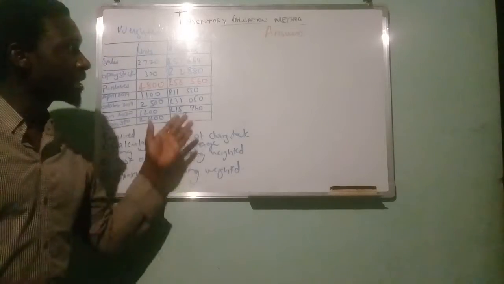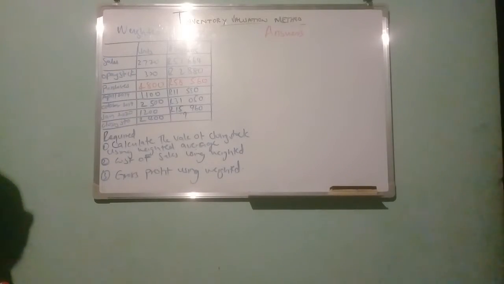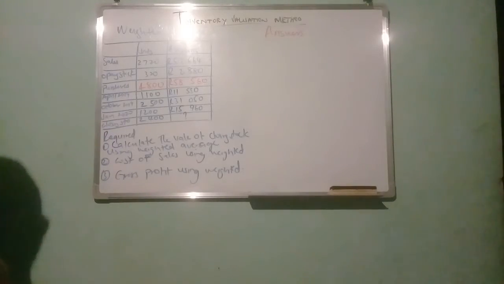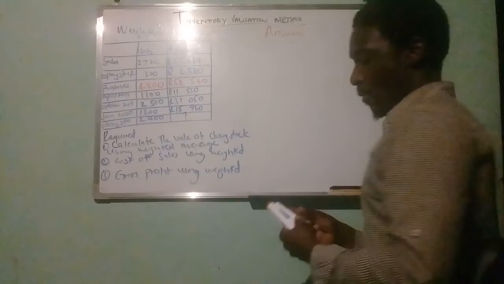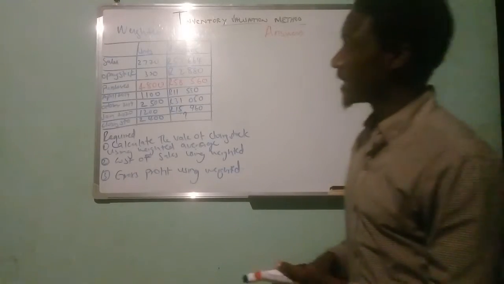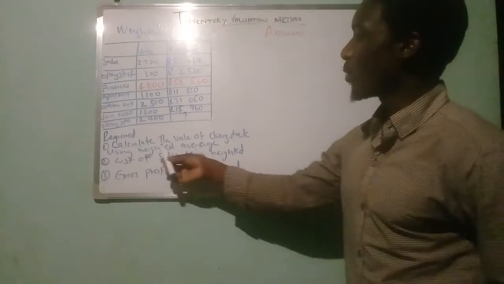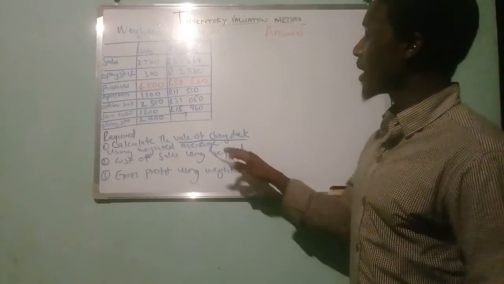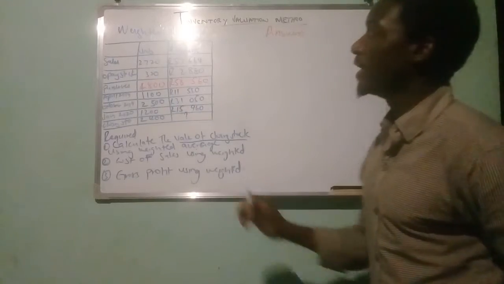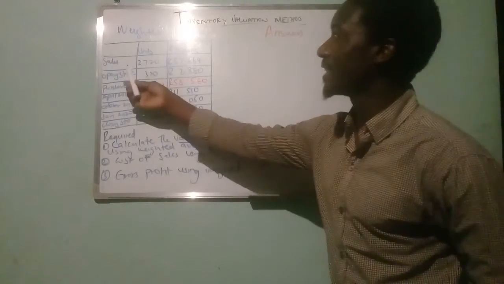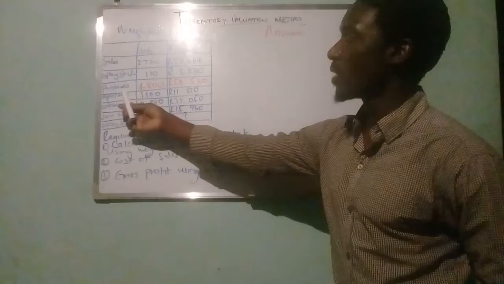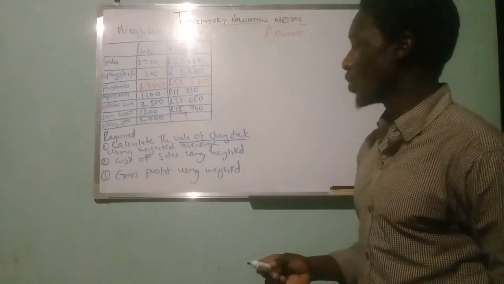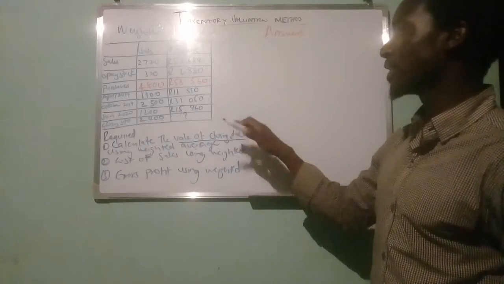So let's look at the activity and see how we calculate using the weighted average method. Number one, we are required to calculate the value of closing stock. Before we do that, let's look at our table. We are given sales, opening stock, purchases, and also the closing stock. They want us to calculate the value of closing stock.